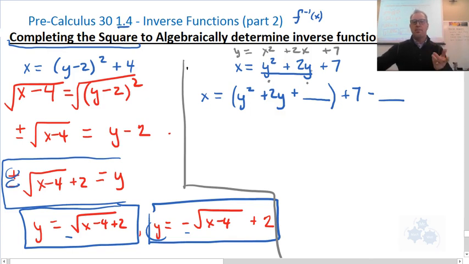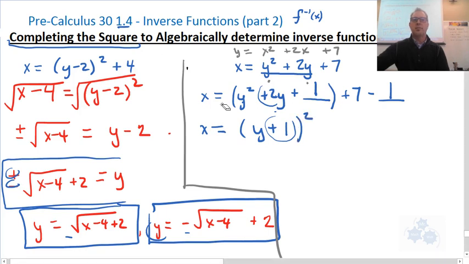If not, please look up the completing the square videos from Pre-Calculus 20, because we spent a lot of time on that. So as we continue here, this is going to be y plus, let me finish this. Half of 2 is 1, squared is 1. So we've added 1 inside here, so we need to subtract 1. To complete the square, we do y plus the number that we squared, which was a positive 1. And then over here we write this as a combined term, so plus 6.